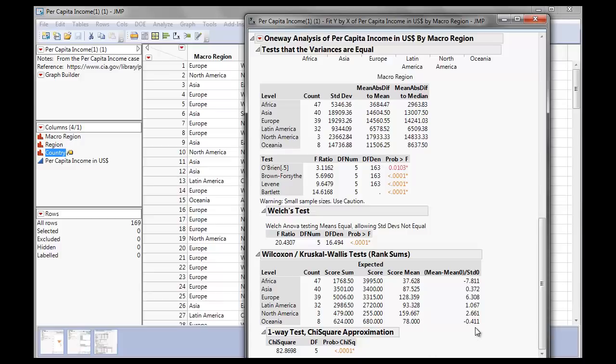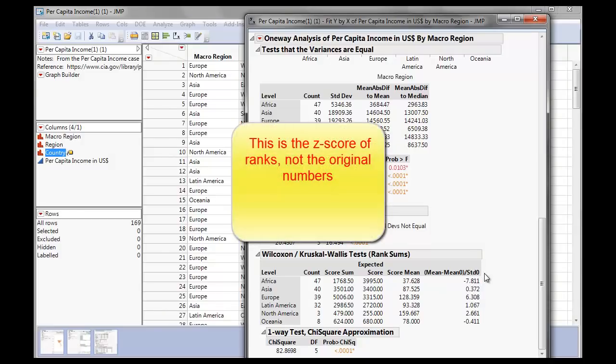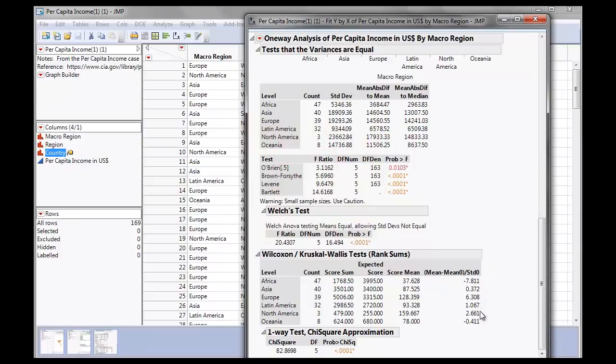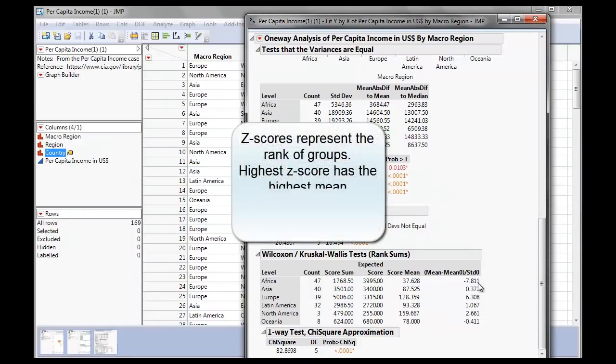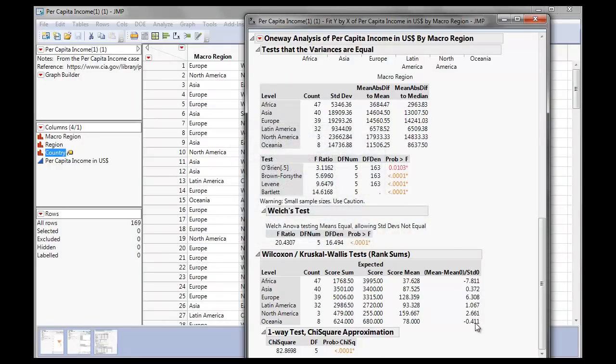Additional information we get here is on the column to the right. Mean minus mean 0 divided by standard deviation. Well, this is the formula for z-score. We can see how different the z-scores are: negative 7.8 and 6.3, the two extremes, and then the other numbers in between. So the conclusion is that there are significant differences among the means of these 6 groups.